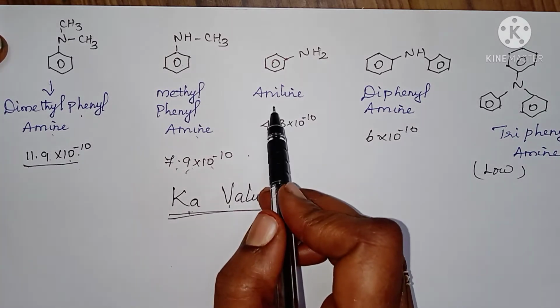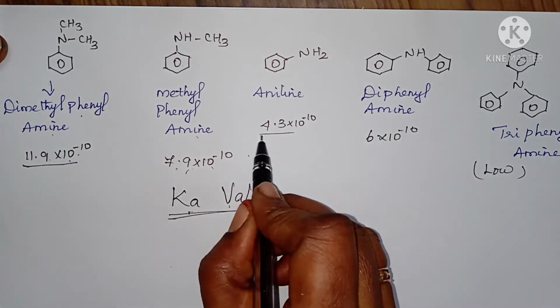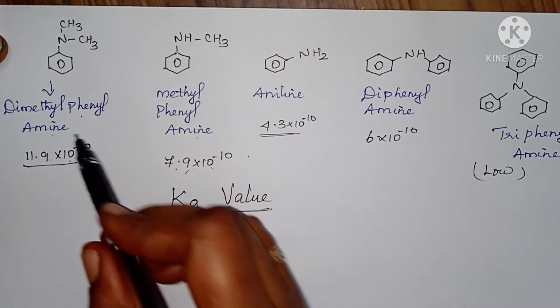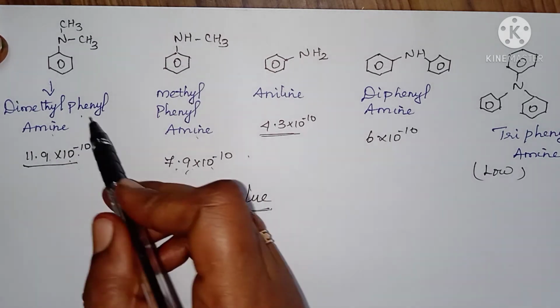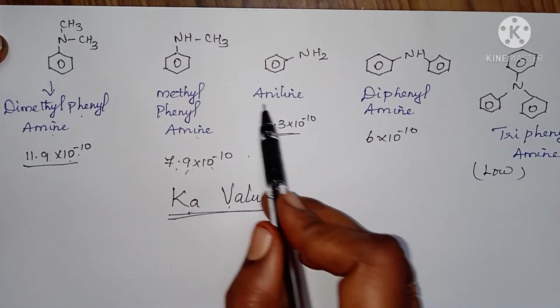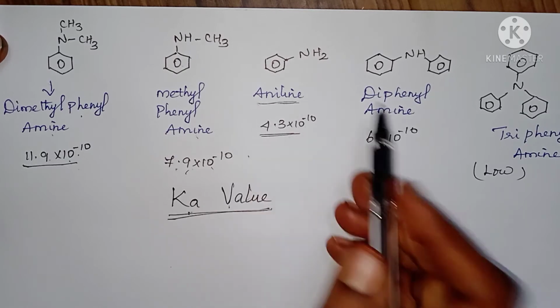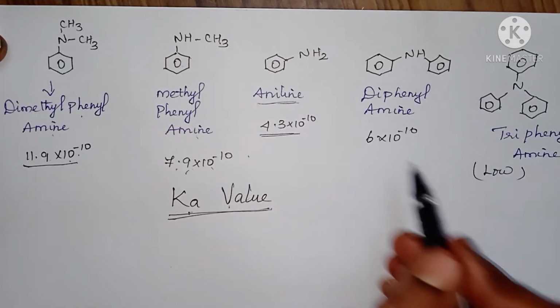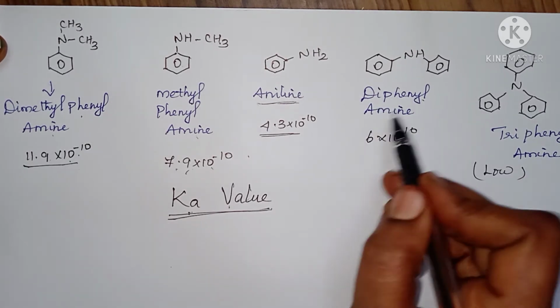Remember that. Next, aniline. Aniline is actually very low compared with methylphenylamine or dimethylphenylamine. In aniline there is no alkyl group attached, only the amine group attached to the benzene ring. Next, diphenylamine.